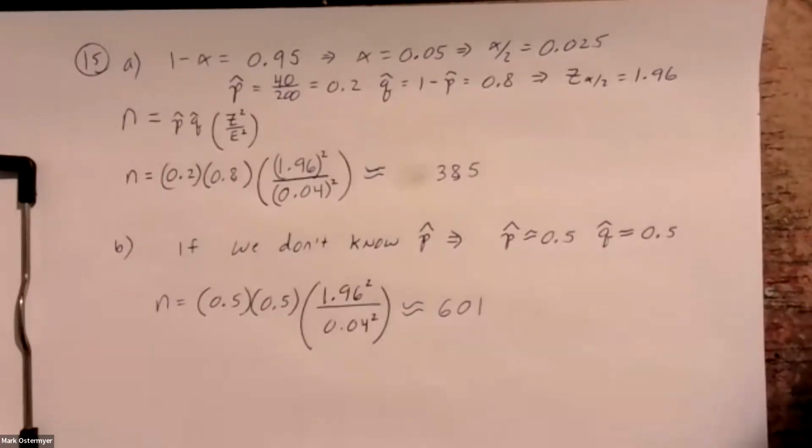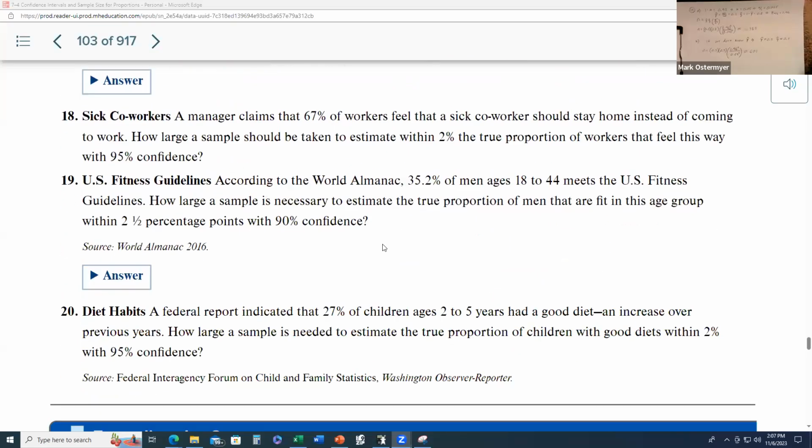All right, I just got one more for you, ladies and gentlemen. We'll call it quits. Number 19. Just do this one here. One more sample size problem. Number 19, U.S. fitness guidelines. According to the World Almanac, 35.2% of men ages 18 to 44 meet the U.S. fitness guidelines. Whatever that is, how large a sample is necessary to estimate the true proportion of all men that are fit in this age group within 2.5 percentage points with 90% confidence? Go ahead and conduct that sample size problem there, number 19. Last classwork.